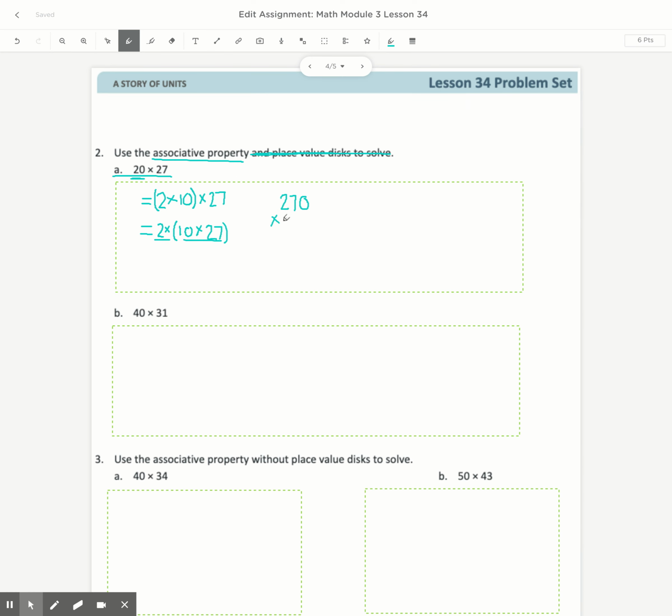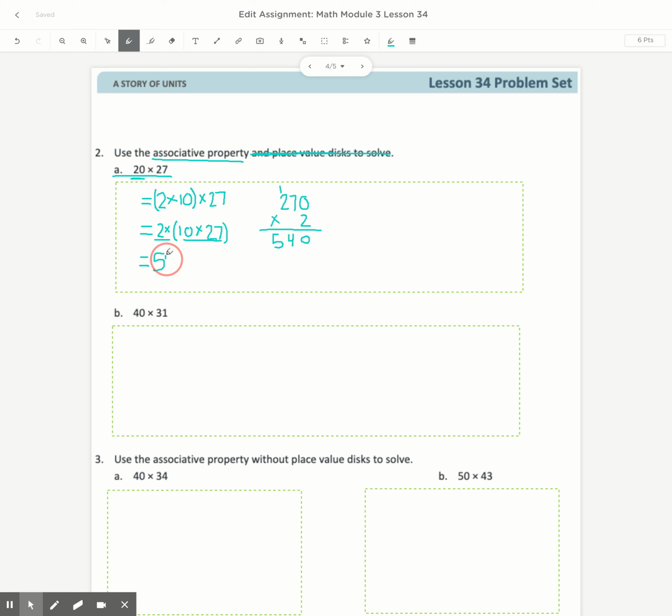So again, I end up with a triple digit number multiplying it by a single digit number. So I'm going to start out multiplying 2 times 0. I know that that equals 0. And then I have 2 times 7. Well, I know that that equals 14, so I'm going to write the 4, and I'm going to carry the 1. And now I have 2 times 2. That equals 4, plus 1 is equal to 5. So I end up with an answer of 540.